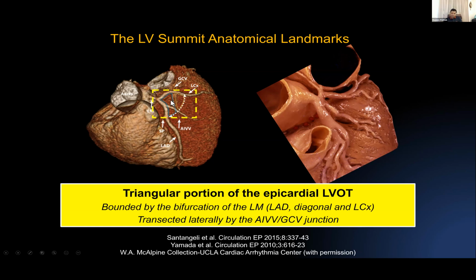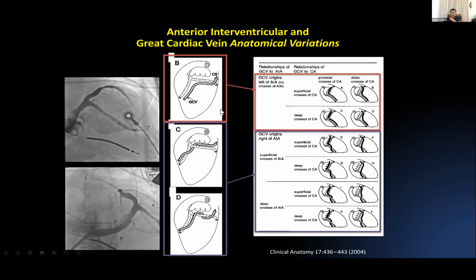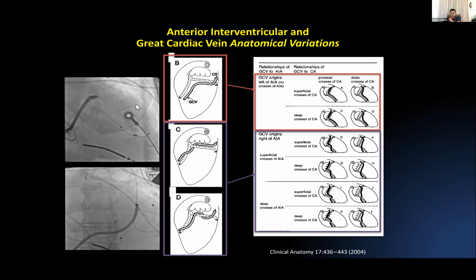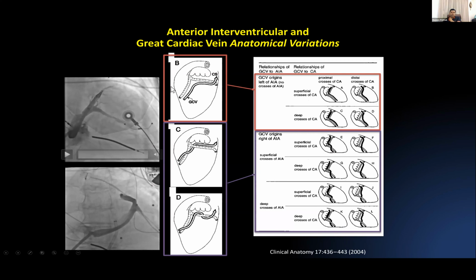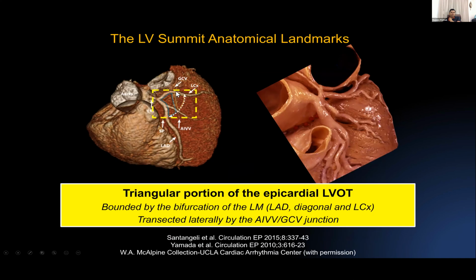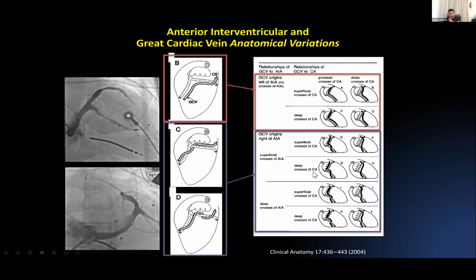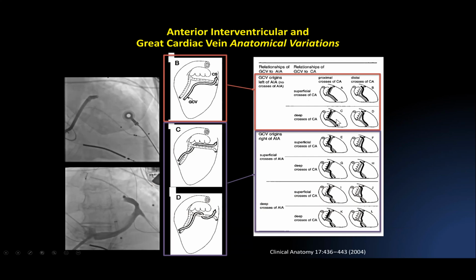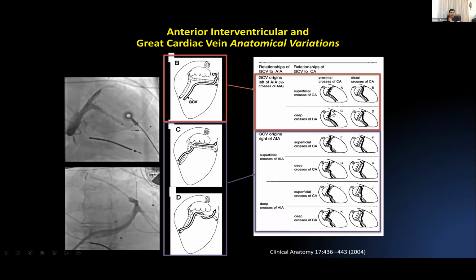Other important structures around there, as we were talking about, are the anterior interventricular vein and great cardiac vein. It's really important to understand that, if I go back to that picture, normally we think it runs almost parallel to the LAD and transects this area, but this can be highly variable. This elegant work way back in 2004 has shown that the relationship between the great cardiac vein and anterior interventricular vein, along with the coronary arteries, can be highly variable. And that's what we see here in this picture.